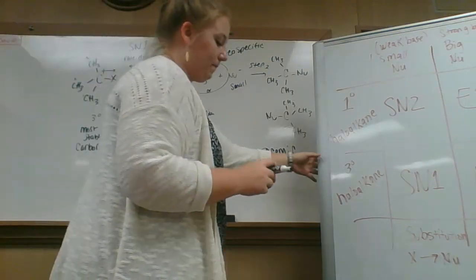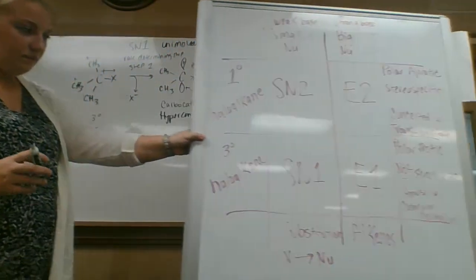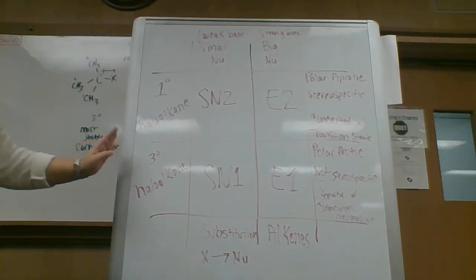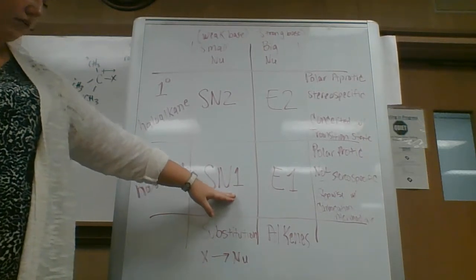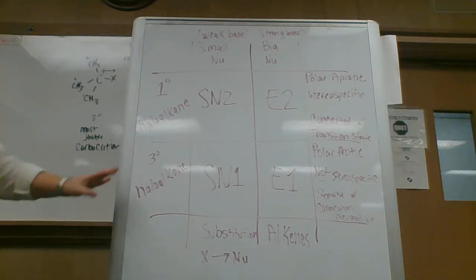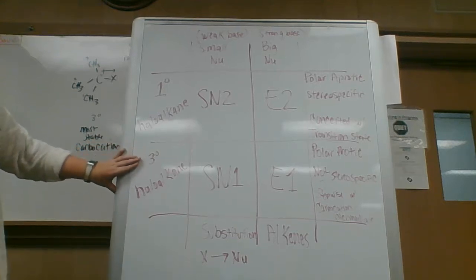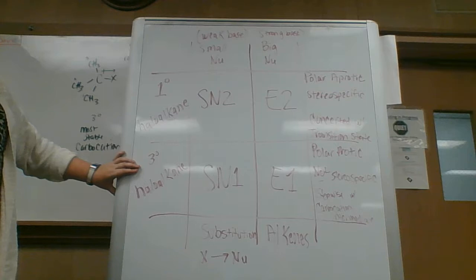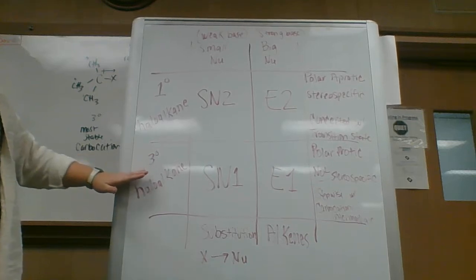So quick recap. SN1, substitution nucleophilic unimolecular, only based off of the concentration of the alkyl halide. We want a tertiary haloalkane because it makes the most stable carbocation. Most stable carbocation, very good.